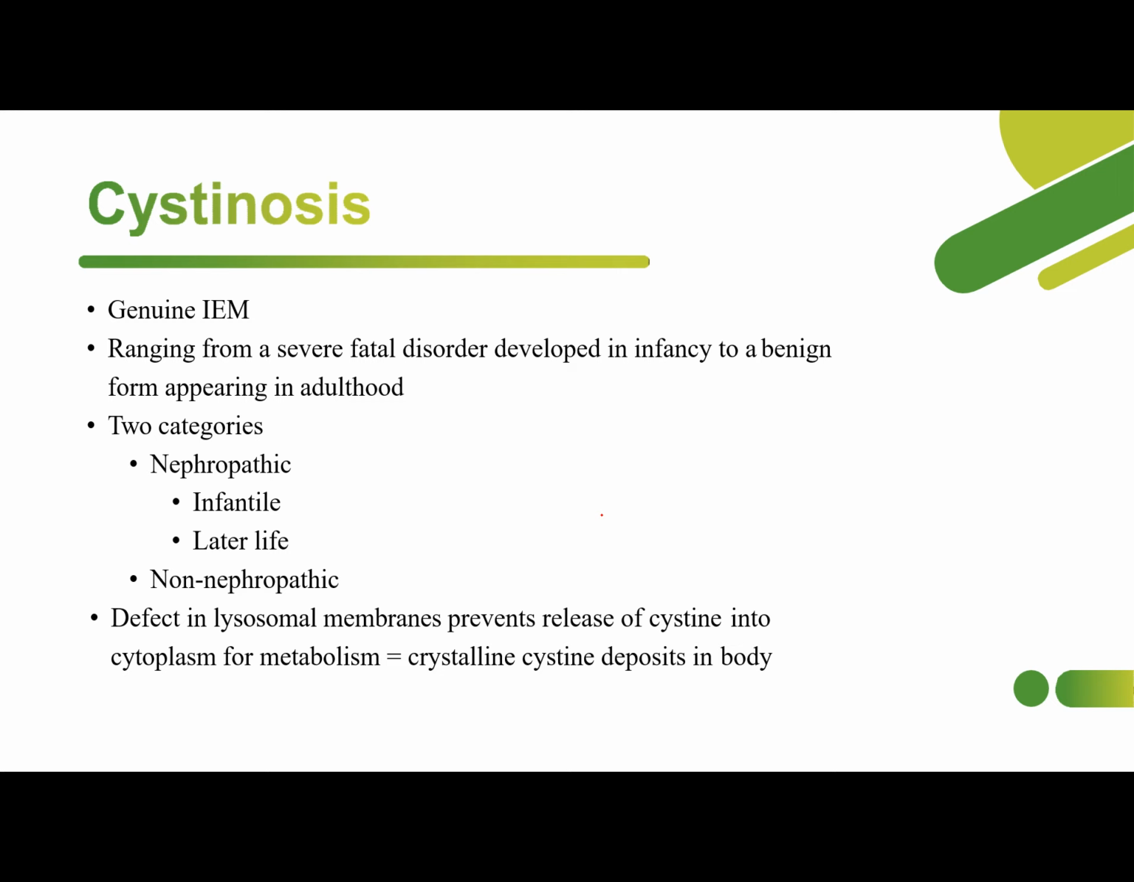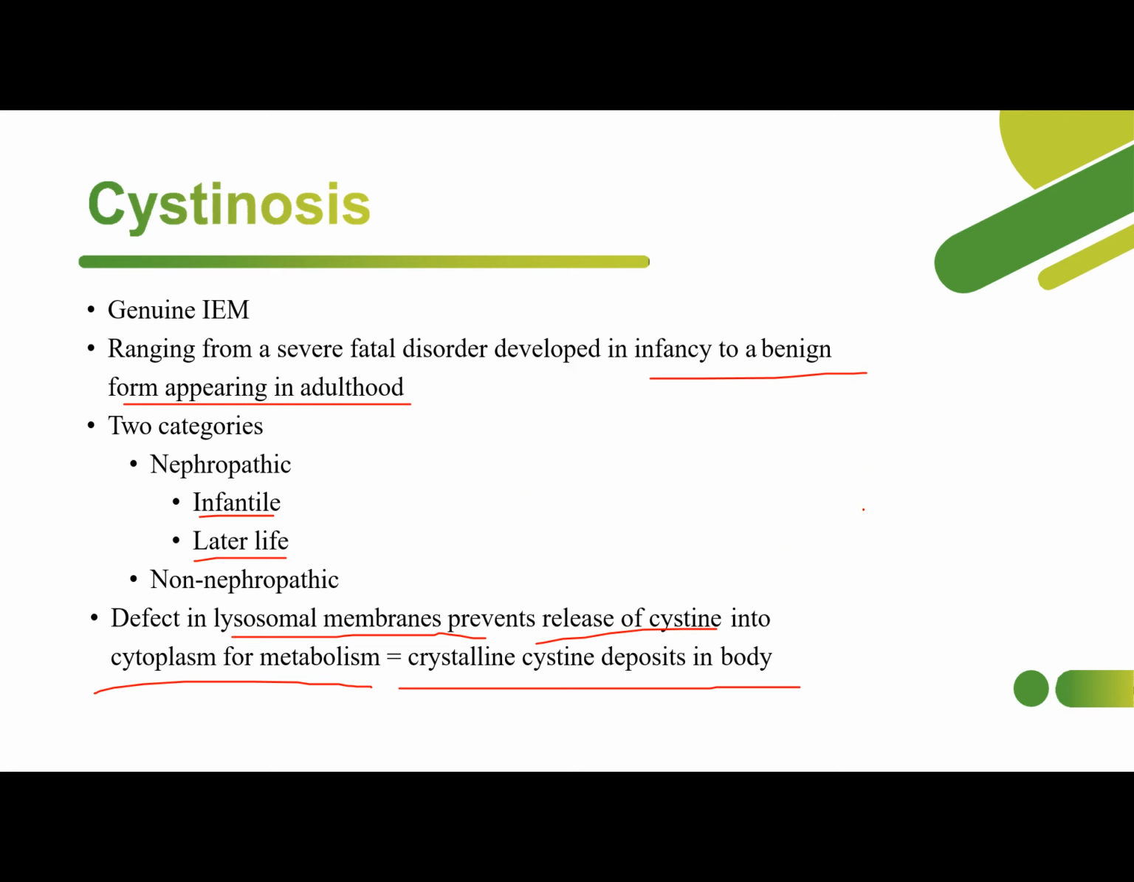Then after cystinuria, we have cystinosis. So cystinosis, class, is a genuine inherited metabolic disorder, ranging from a severe fatal disorder developed in infancy to a benign form appearing in adulthood. There are two categories: the nephropathic and non-nephropathic. Under nephropathic, we have the infantile and later life. Now, this is a defect in the lysosomal membrane that prevents the release of cystine into the cytoplasm for metabolism. It can lead to crystalline cystine deposits in the body.